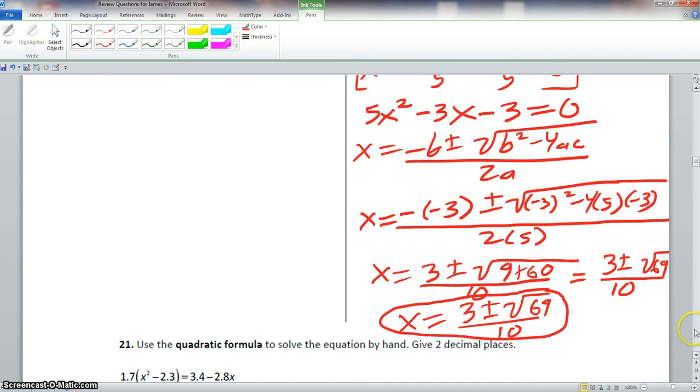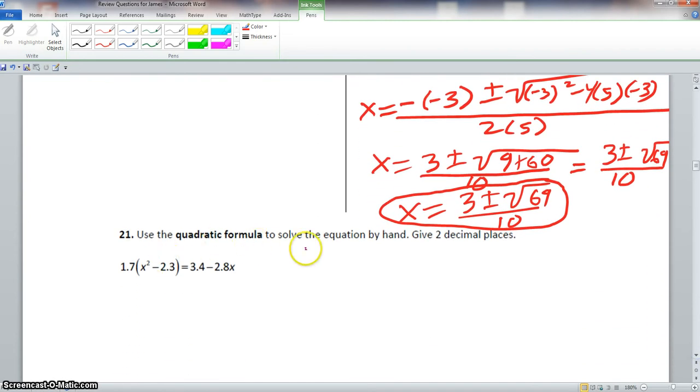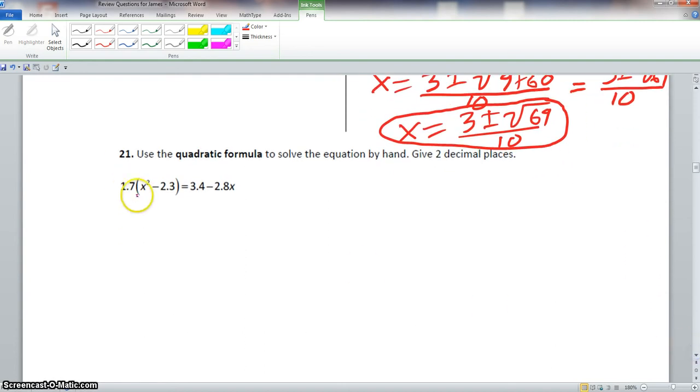Now, we're going to move on to the next problem, which would be problem 21. It says use the quadratic formula to solve the equation by hand. Give 2 decimal places. So now, what we need to do is get all of these values on one side. But first, let's do the distributive property.